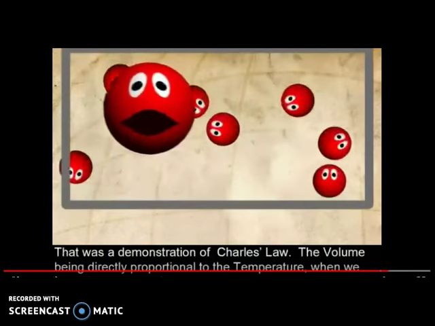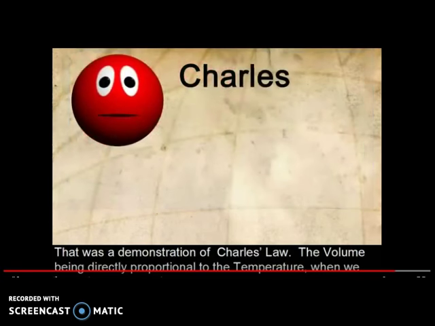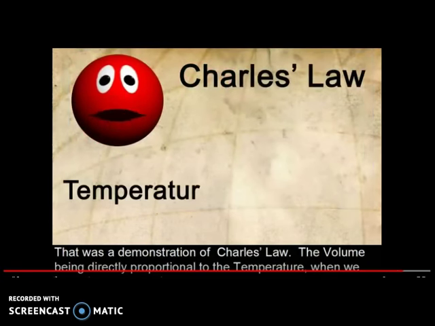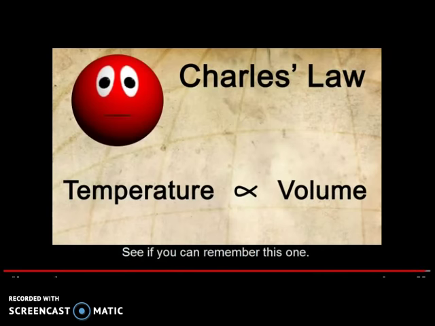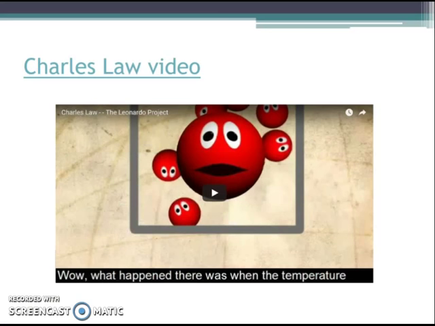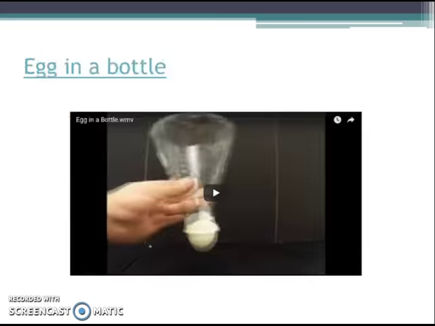That was a demonstration of Charles' Law, that volume being directly proportional to the temperature when we keep the pressure the same. See if you can remember that one. How'd you like that funny little guy? One last video for you, eggs in a bottle. This one's pretty cool. Sure to entertain you.